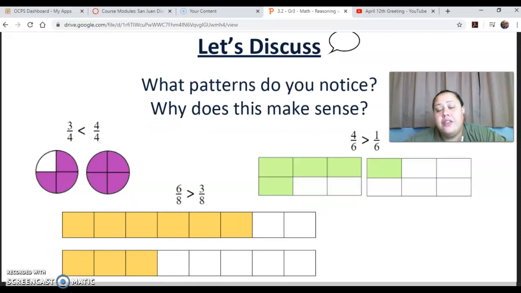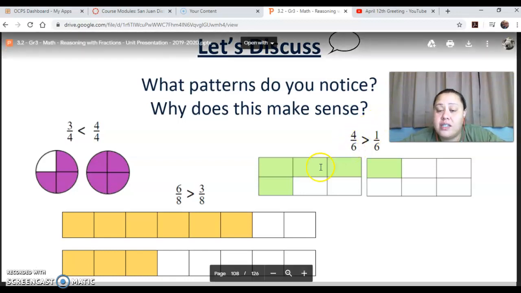Again, today, the focus is how many parts, because we know all the parts between the two fractions are the same size. How do we know that? Because they have the same denominator. So if they have the same denominator or bottom number, their shapes or their parts are the same size. So you're not comparing sizes today, you're comparing how much. And how much is the top number? How much is the numerator?